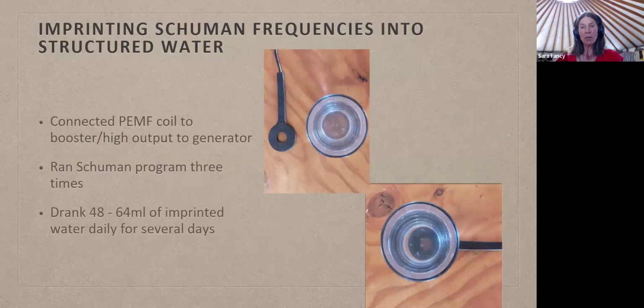Now we're talking about imprinting Schumann frequencies into structured water. So what is structured water? Basically, structured water is water that is back to its original form. It's contaminated with all kinds of things, like drinking water. And there are different ways of doing that, different ways of restructuring the water.